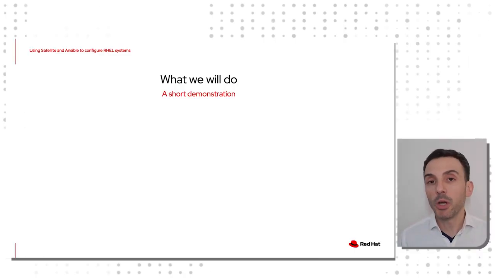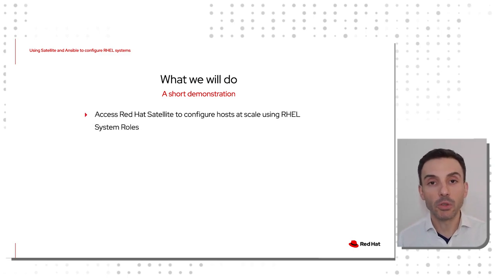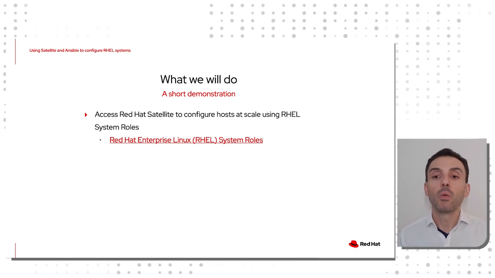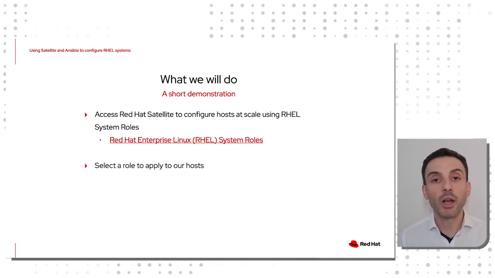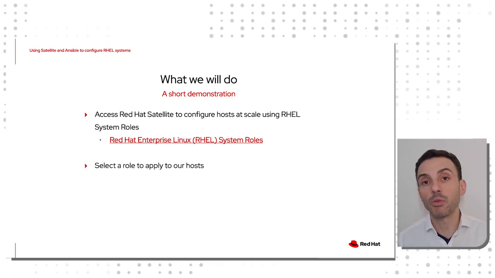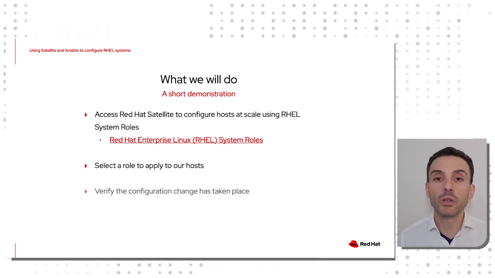In this short demo, we will check out the system roles available to us from within Red Hat Satellite's graphical user interface. We will select one of these roles to apply to a group of hosts. We will check the parameters we want to apply and then run the role against a number of systems. In the end, we'll check the results and ensure that they are consistent with what we expected.